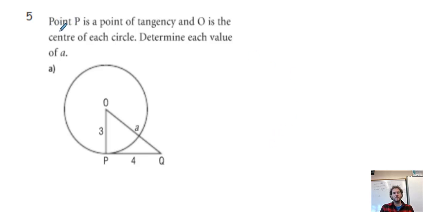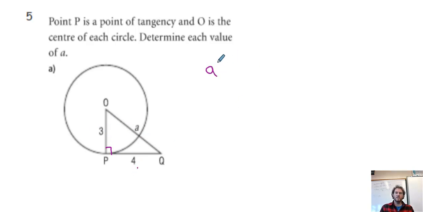So here's another example. Point P is a point of tangency, and O is the center of our circle. Determine the value of a. So here, again, OP is our radius, PQ is our tangent, so here's my 90 degrees, and we're being asked to find not an angle this time, but a side length. Well, what happens when I have a right angle triangle? The Pythagorean theorem now applies.